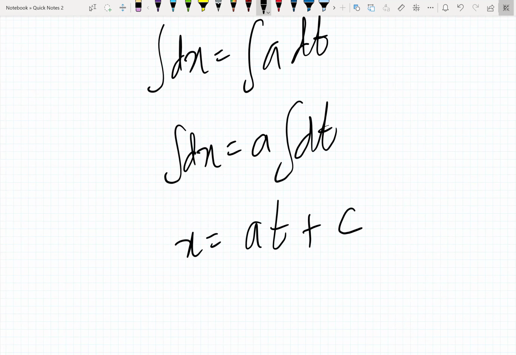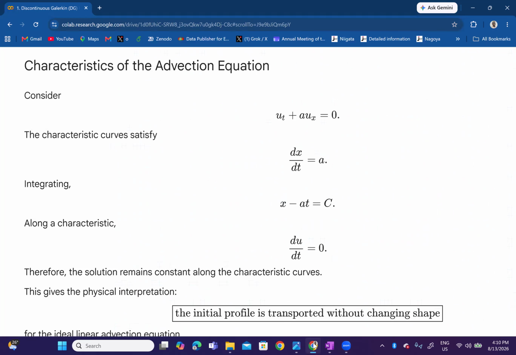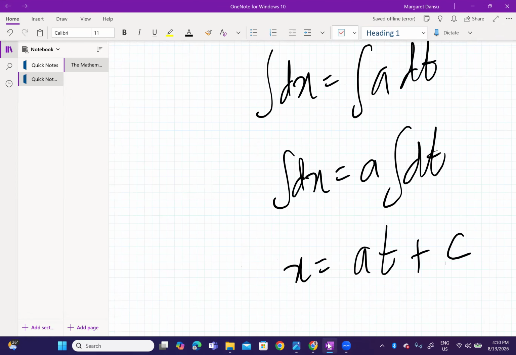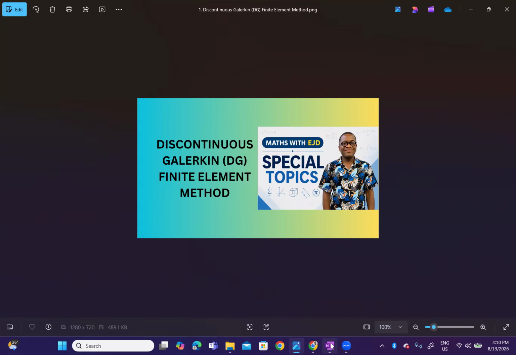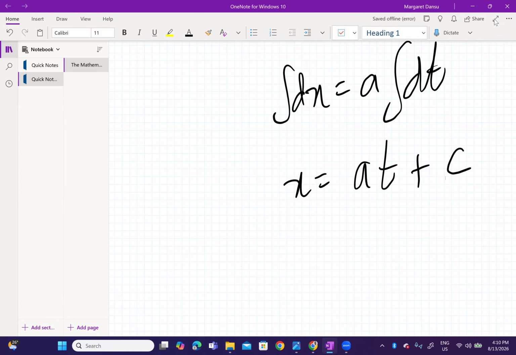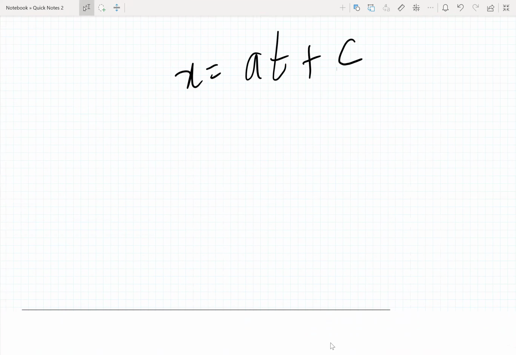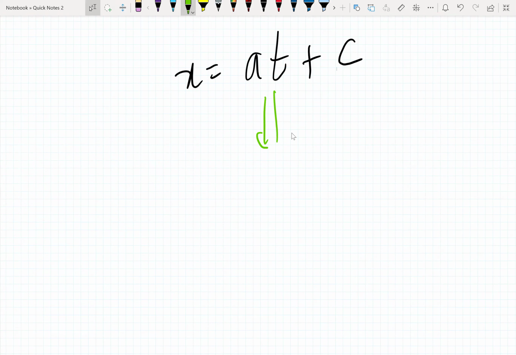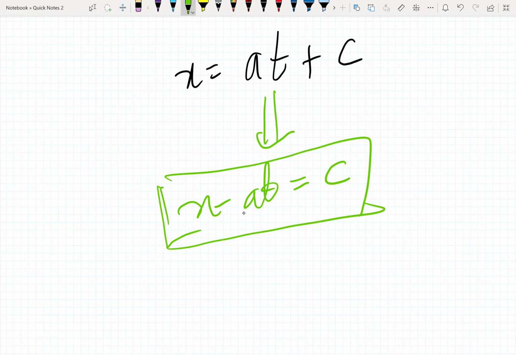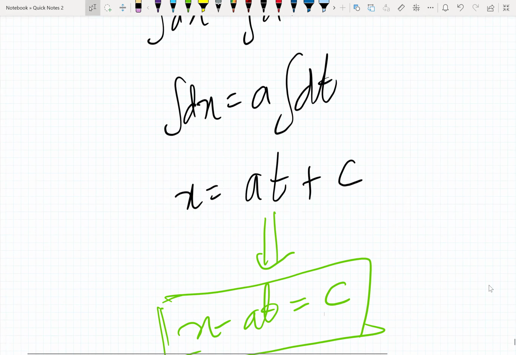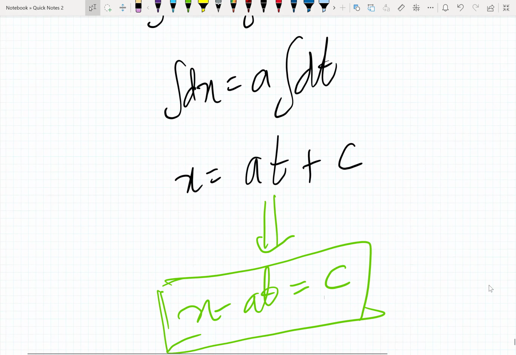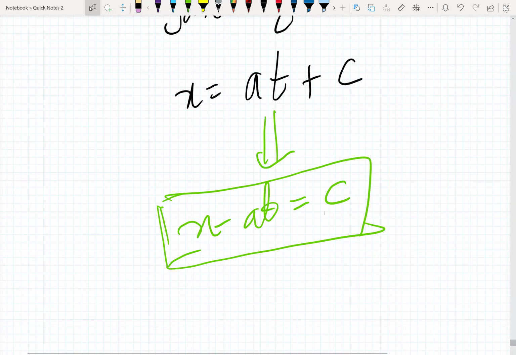Of course, c there is an arbitrary constant. So at the end of the day, the constant c is x minus a t. This simply means that c is equal to x minus a t. That's the arbitrary constant in that case. So we have that x minus a t is c.